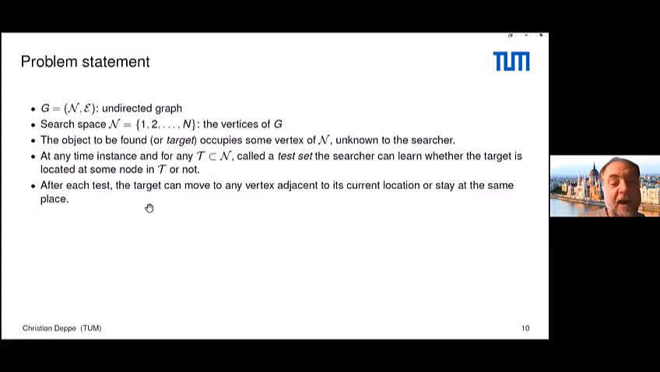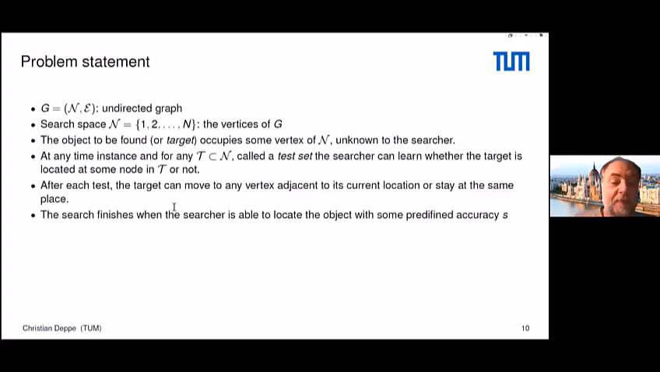Here it's written: after each test, the target can move to any vertex adjacent to its current location, or it can also stay at the same place. So you don't know what the object is doing. The search is finished when the searcher is able to locate the object within some predefined occurrence S. So you can imagine it's not possible to say the object is at this vertex, because it can move.